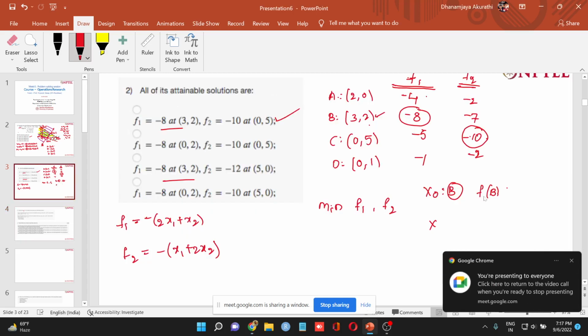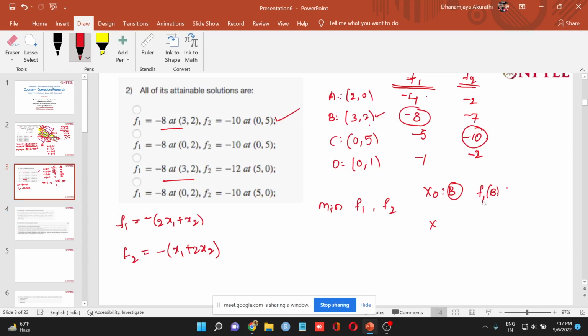Here, if fi means I am considering only the first objective function. X means I am taking an a, f1 of a is less than f1 of b. It should not be less than f1 of b. Then we can say that is an efficient solution. And also another requirement is that f2 of a is not less than or equal to f2 of b.